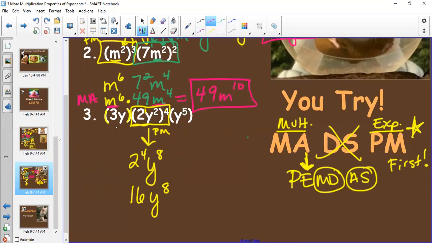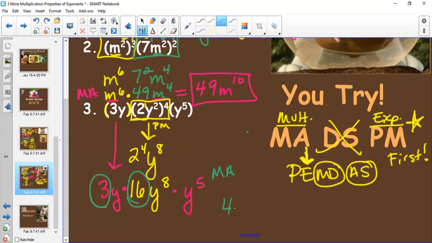All right, now I'm going to bring down my 3y. And again, they were right by each other, so there's multiplication going on. I'm going to bring down my y to the 5th. Again, multiplication when they're right next to each other. So this has switched to an MA problem. So we're going to multiply coefficients. So 3 times 16 would give us 48. Keep your bases of your y's and add our exponents. So we've got 5, 8, and our ninja 1. That would give us an exponent of 14. So 48y to the 14th.